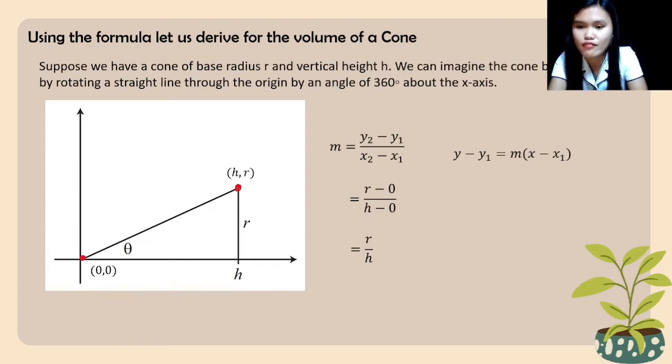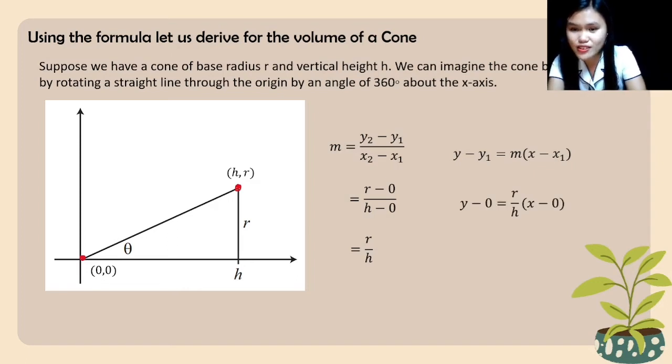So here is our point slope formula. We have y minus y sub 1 equal to m times x minus x sub 1. So now we'll have y minus 0, as our y sub 1 here is equal to 0, equal to r over h, our slope, times x minus 0, as our x sub 1 here is also 0. So now we'll have y equal to rx over h.